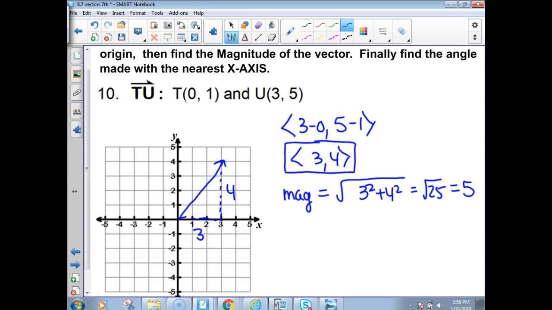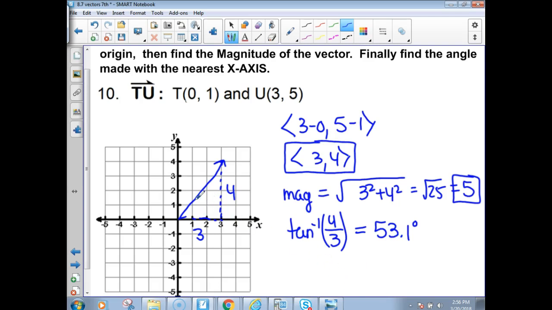Got that component form, the magnitude, and now I'm going to get the angle. So I do inverse tangent of the change in y, which is 4, over the change in x, which is 3. Inverse tangent of 4/3 on your calculator should be getting 53.1 degrees. Are we all good?